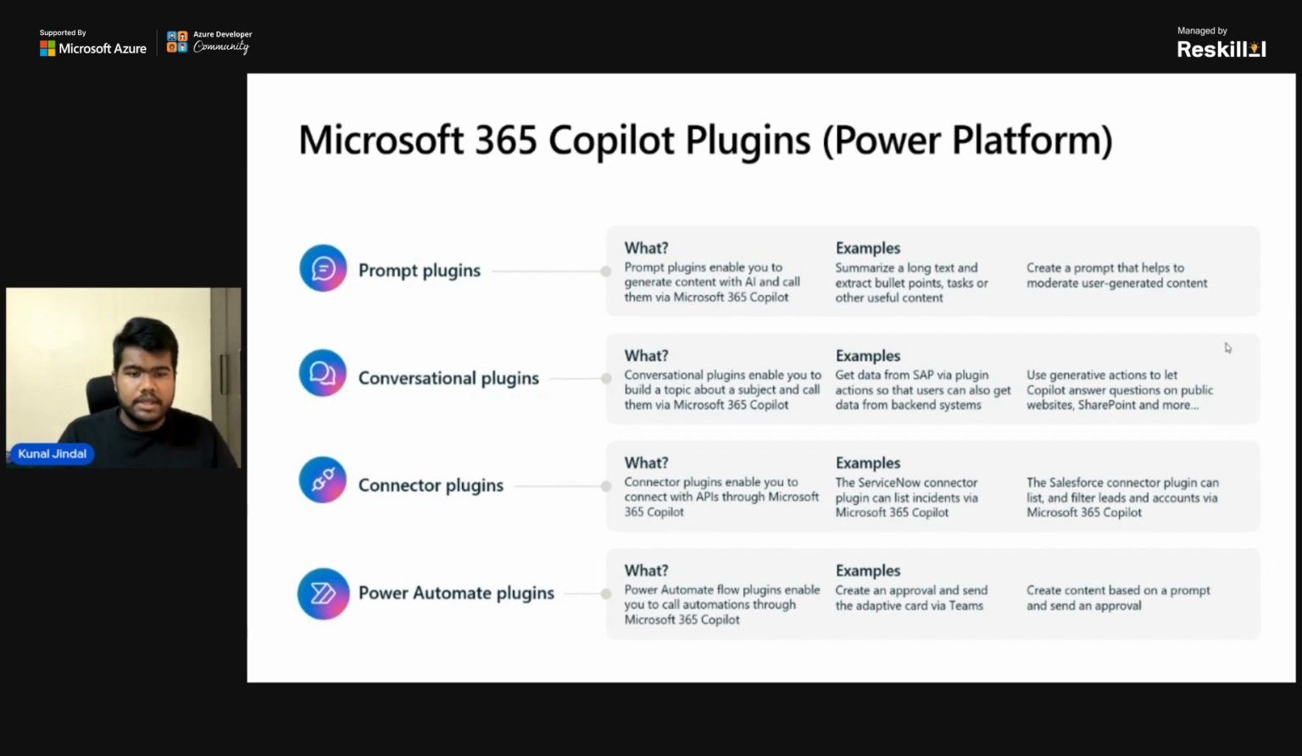And connector plugins. These are plugins that enable you to connect APIs through Microsoft 365 Copilot. You can, for example, use the ServiceNow connector plugin to list incidents via Microsoft 365 Copilot. Power Automate plugins, for example, create an approval and send the adaptive card via Teams. So basically, in our company as well, we use Navi, which is a tool that we can use to communicate with a lot of different tasks, such as all the approved ServiceNow approvals and also fetching data from knowledge bases all inside Teams.